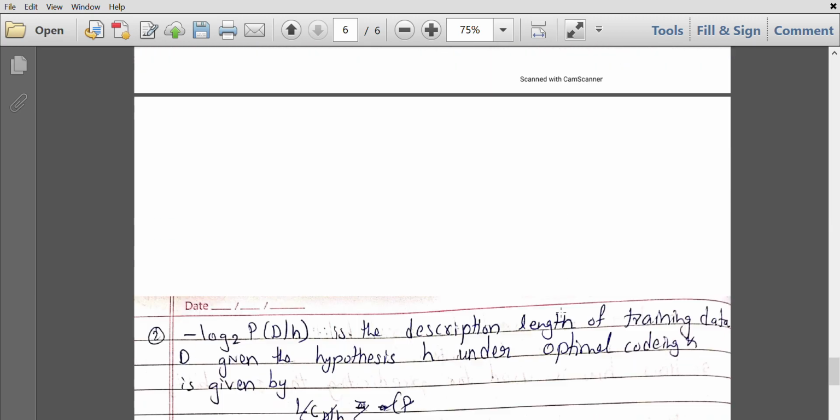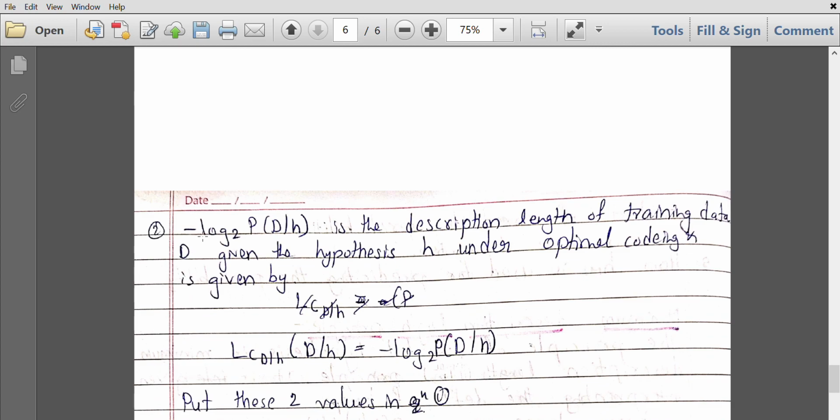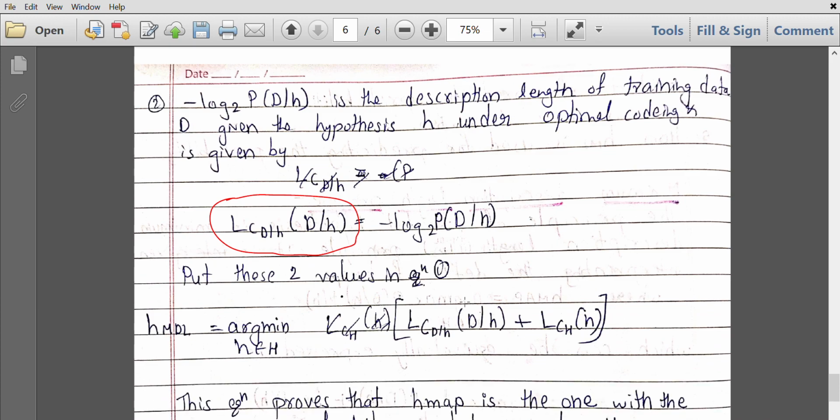Similarly the second term can also be represented using this, the length of this. Now equation 1 is put in a different notation. Instead of this term we are putting this term, so it will be argmin of this plus this: the number of bits required to represent h, and the number of bits required to represent the data given h.